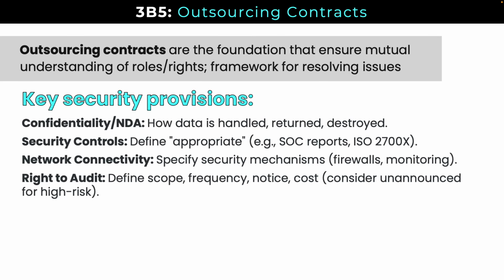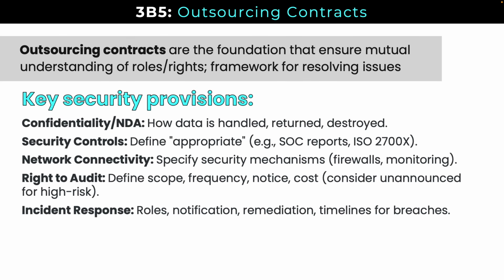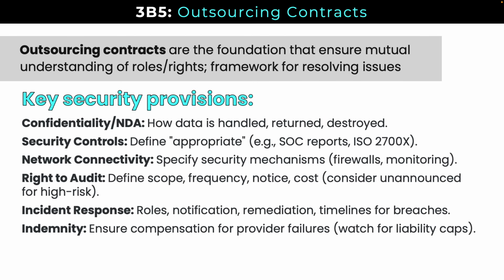With your cloud service providers, your Amazons, Azures, and Google Cloud platforms, typically they offer on-demand reports like the SOC 2 Type 2 or the ISO 27001. Incident response, defining roles, notification, remediation, and timelines for breaches. Indemnity, ensuring compensation for provider failures. You do want to watch for liability caps, making sure that when a provider falls short, that we can claw back some of the fees and some of the damage that may have been done to us.